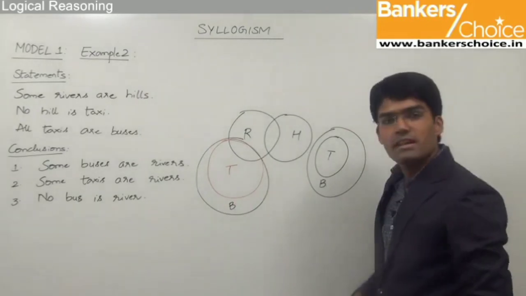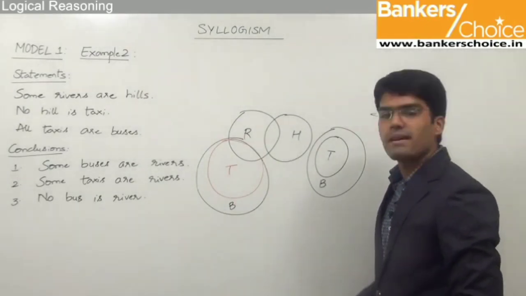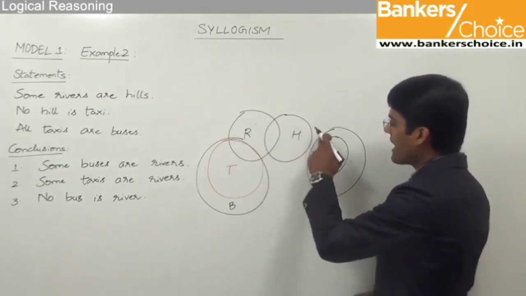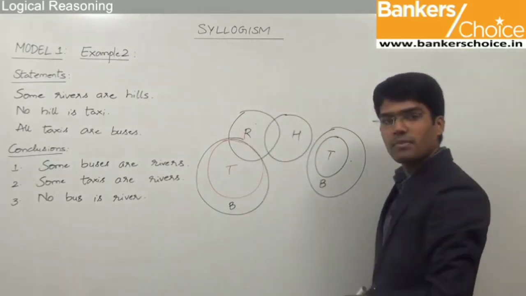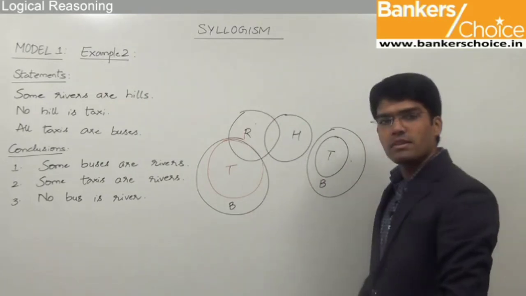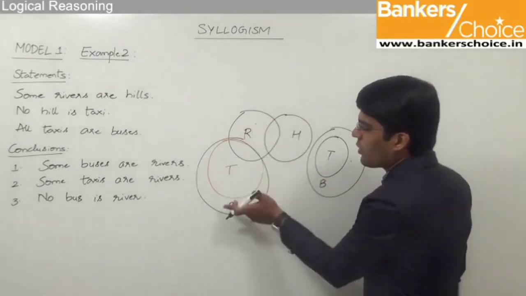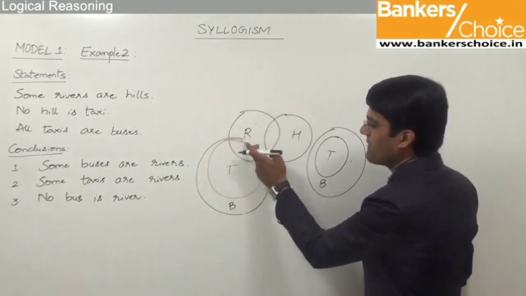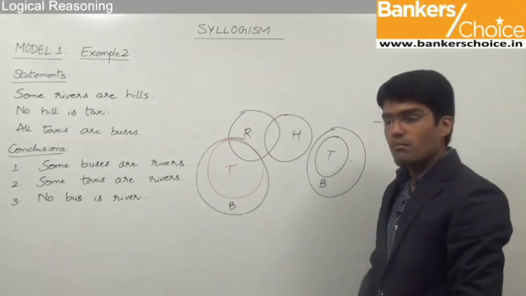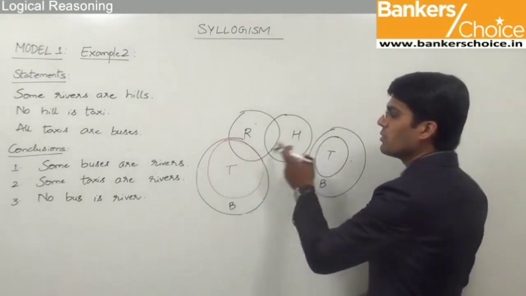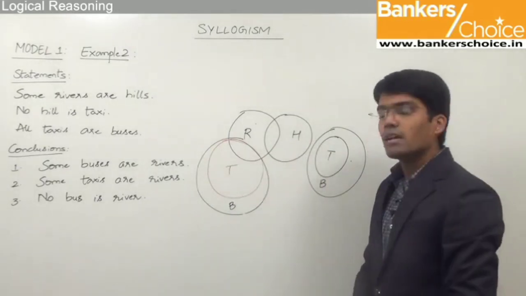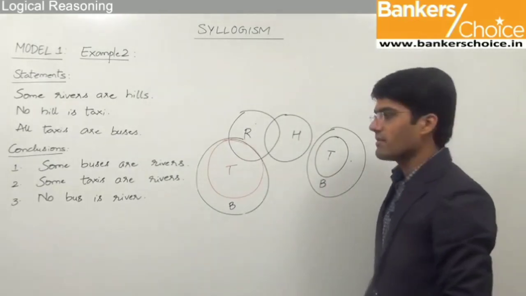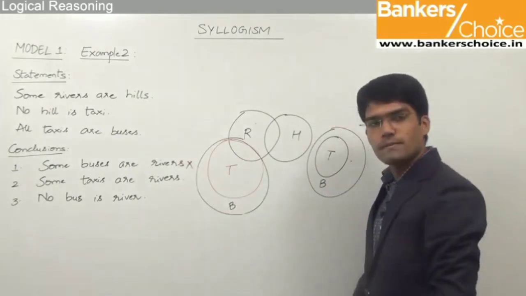Let us now see which of these conclusions are true. The first conclusion is some buses are rivers. Now if we go by the basic diagram, we find that there is no overlapping between buses and rivers. But if we take the second diagram into consideration, buses and rivers overlap each other. Why? Because this larger circle represents buses and rivers is as shown. So definitely some of the buses are rivers. But because the conclusion should be true in all the cases, here we can say that conclusion number 1 is false. Because it is true in the second case but not in the first case.